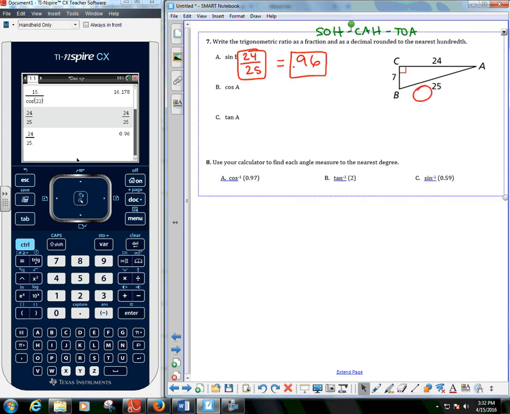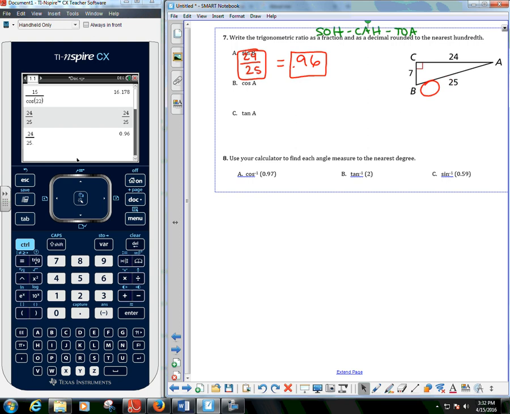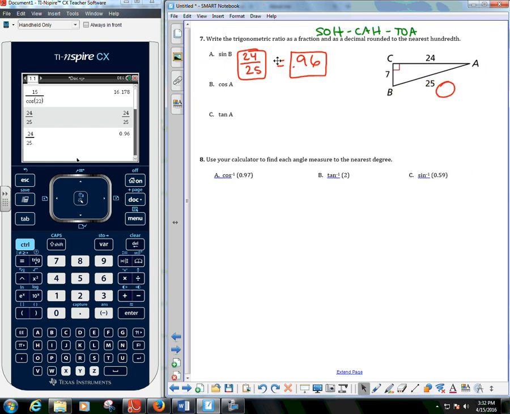Now I'm going to look at, whoopsie daisy, I didn't mean to move the whole thing. Now we're going to look at angle A, and we're going to do cosine of angle A. Cosine is adjacent over hypotenuse, which is again 24 over 25, which is still going to be 0.96. All right, and yes, that can happen.